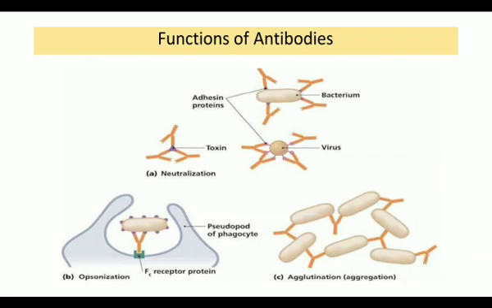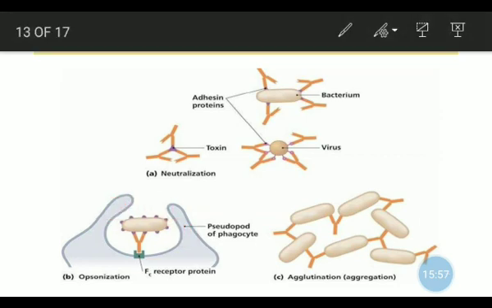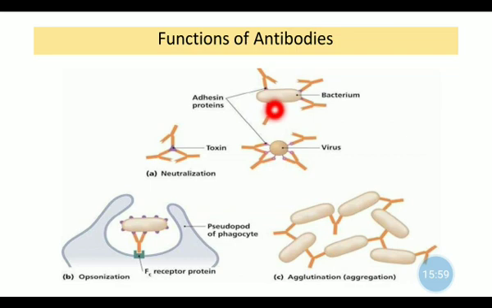In this picture, you can see functions of antibodies. In this, a mass of viruses or bacteria is formed. Then, in this, opsonization, that is, that mass is engulfed by pseudopodia of phagocytes. And then, in this, the toxin is neutralized.